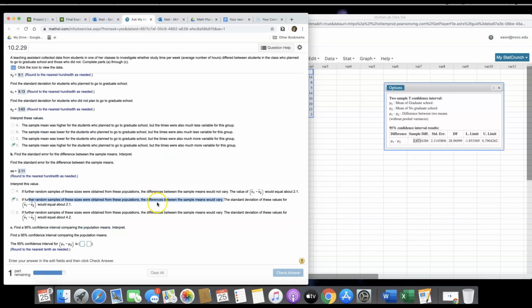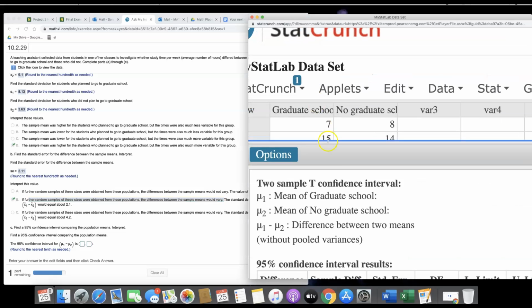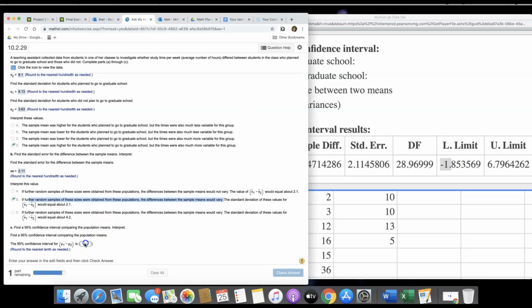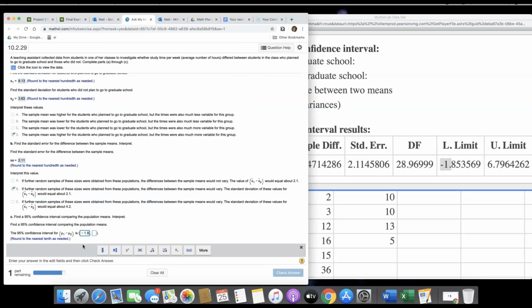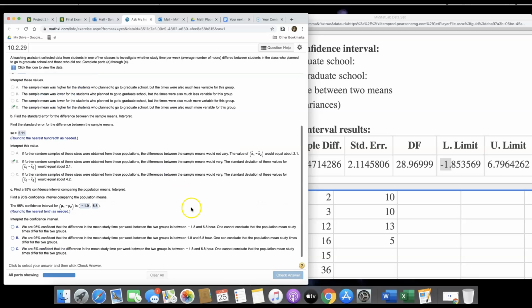Now what's next? Now listen, I was lucky because I just randomly did a confidence interval for 95% confidence, and I got the lower limit already. That's what they're asking right there. What is a 95% confidence interval comparing these population means? Rounded to the nearest tenth, I'm going to say my lower limit is negative 1.9, and my upper limit is 6.8. So that's my confidence interval, and we talked about that specific number, right?